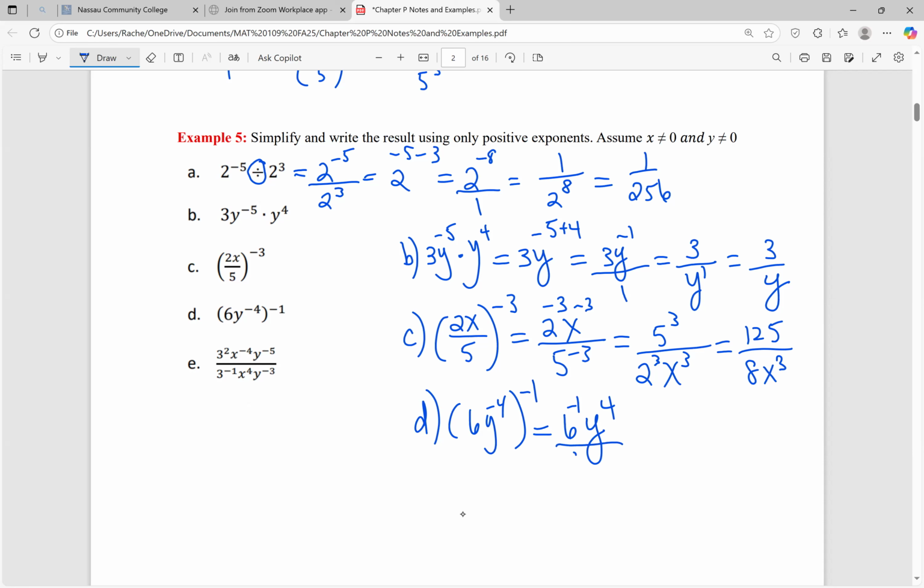Think of this expression as being over 1. And now I could rewrite this as y to the fourth over 6 to the positive 1, or just 6. So we end up with y to the fourth over 6.